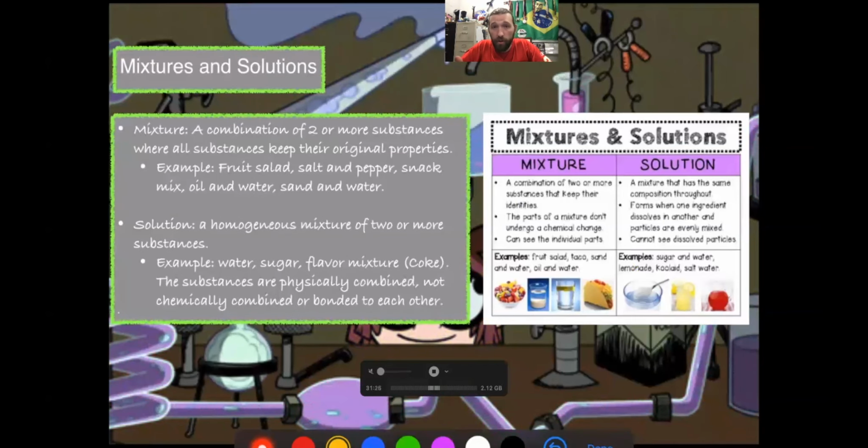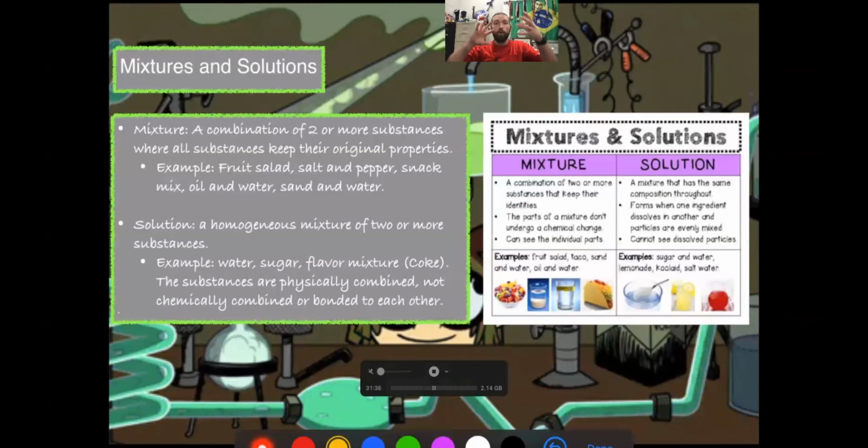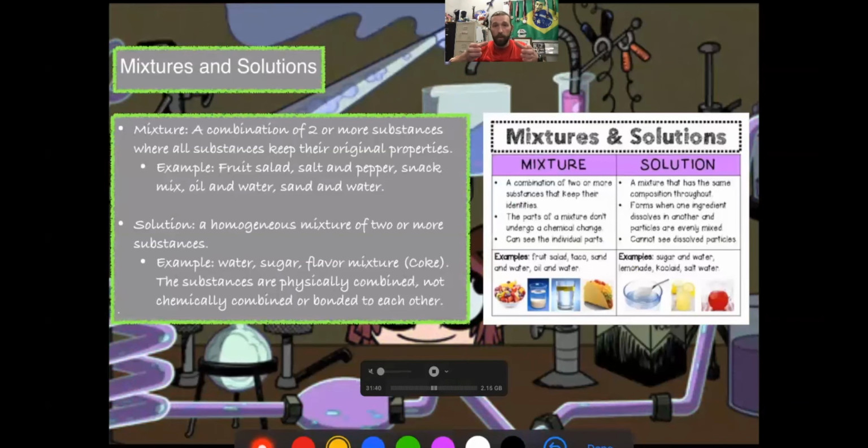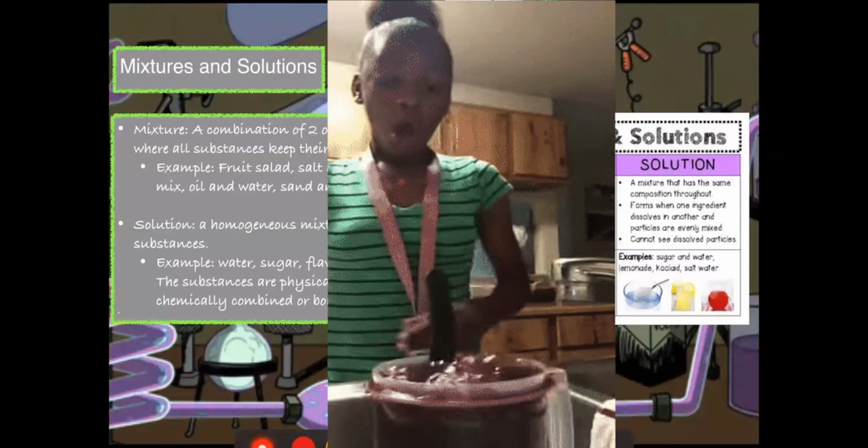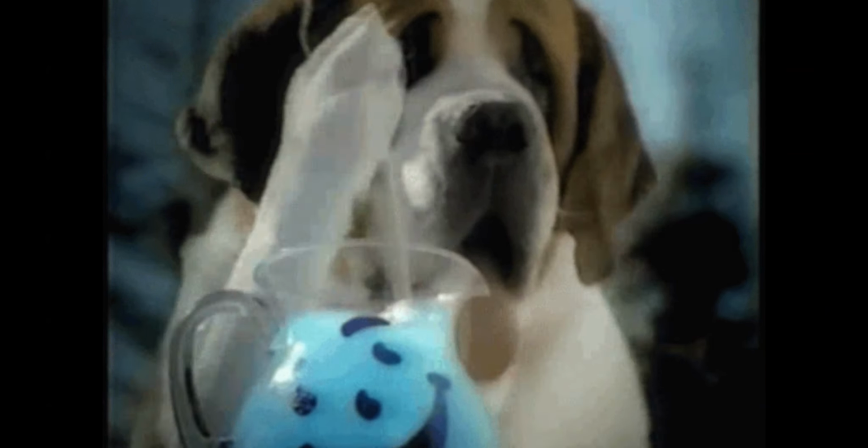So if I take sugar and add it to water and mix it up until you can't see the sugar anymore, basically what's going to happen is all the sugar molecules get dissolved in the water and they mix perfectly evenly throughout the entire liquid. So my sugar water, my Kool-Aid, if you've ever made Kool-Aid, you know that the first glass of Kool-Aid and the last glass of Kool-Aid taste the same.